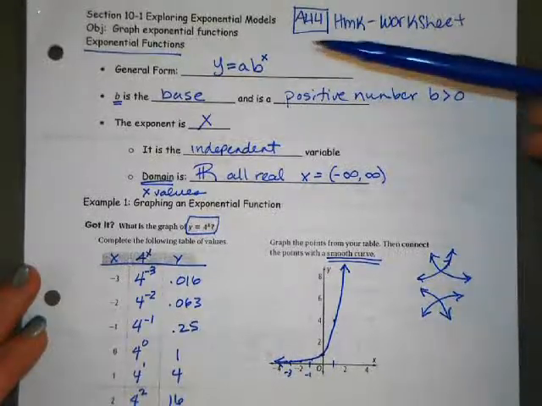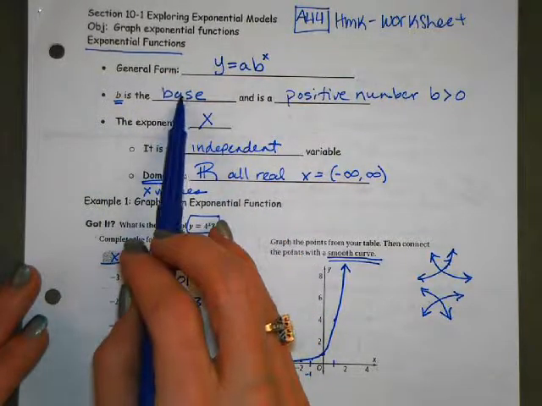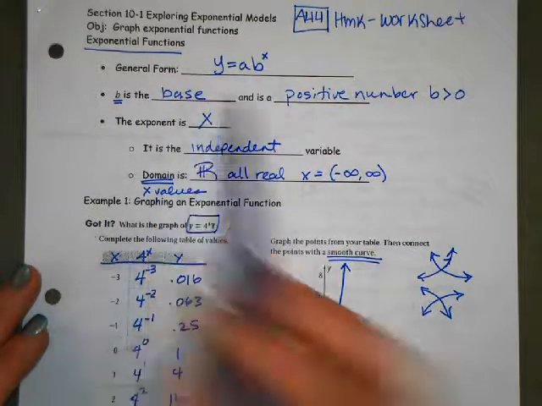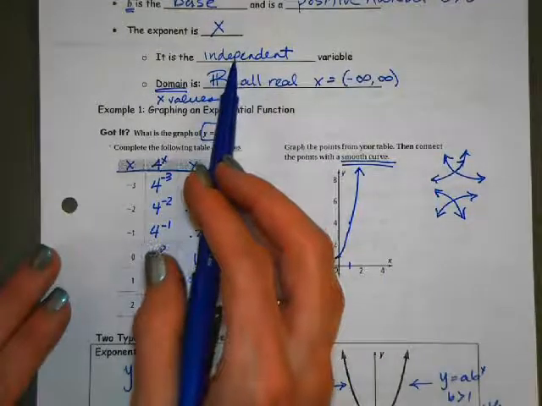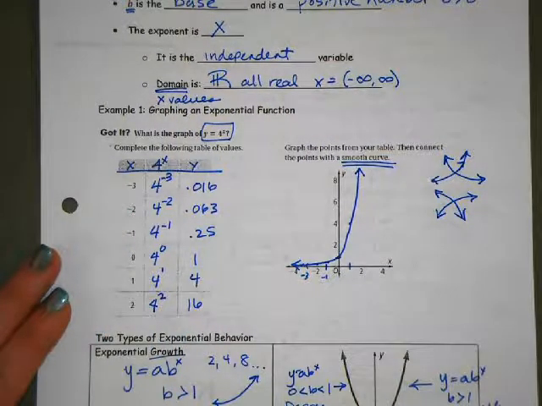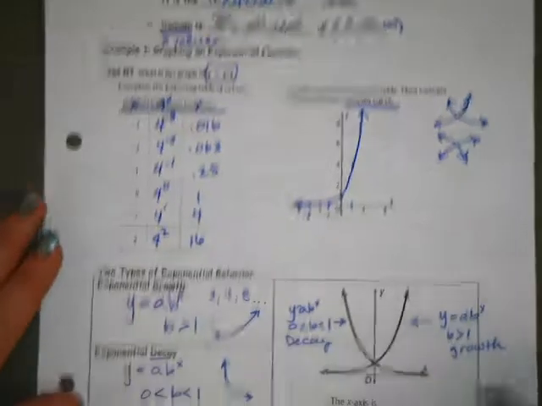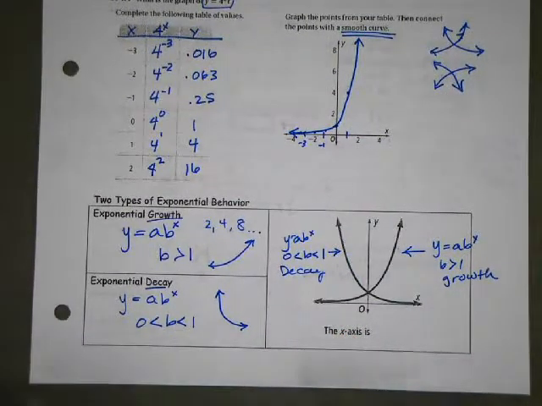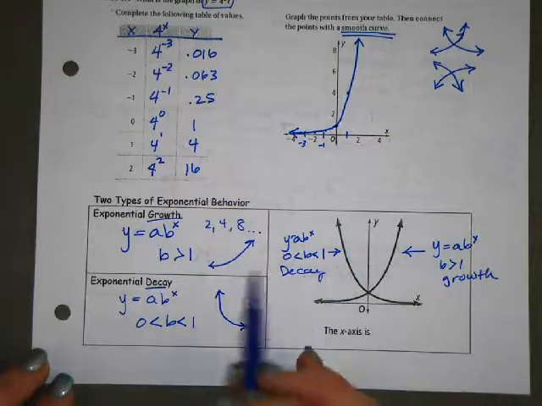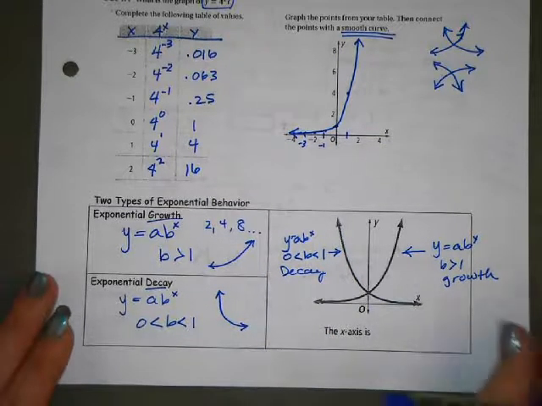Alright, so let me just go back. Let's just go over it real quick. Alright, so we talked about the general form. Your b is your base, and your x is your exponent, okay? Your x is your independent variable, your domain is always going to be all real. Your range is going to be based on your asymptote. You have it where it's growing or decaying based on your b value.